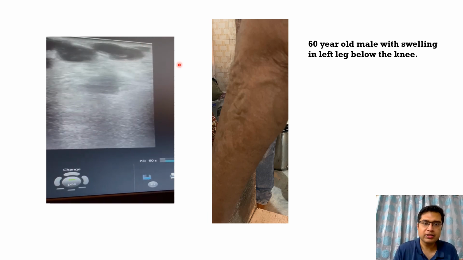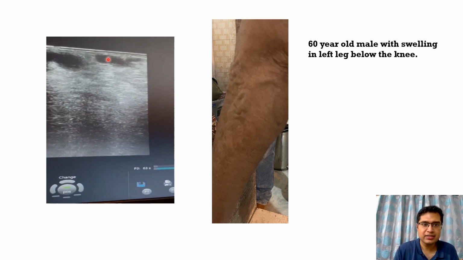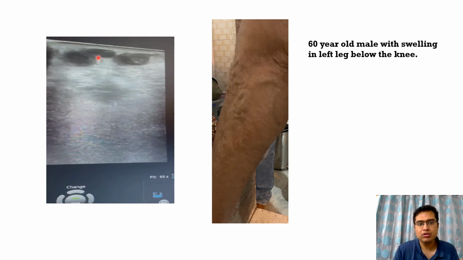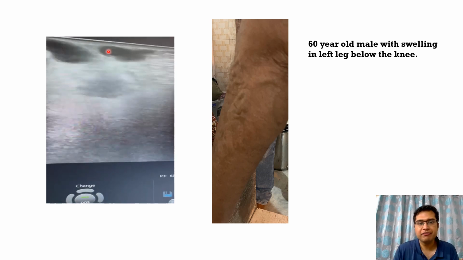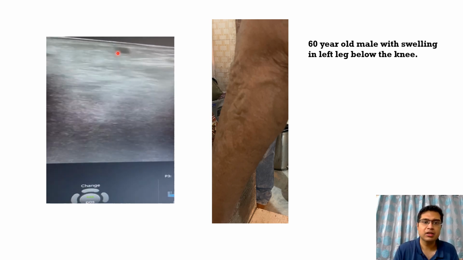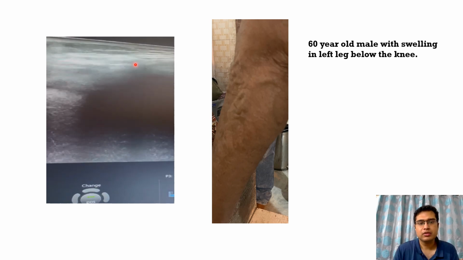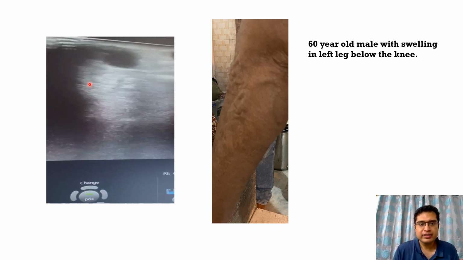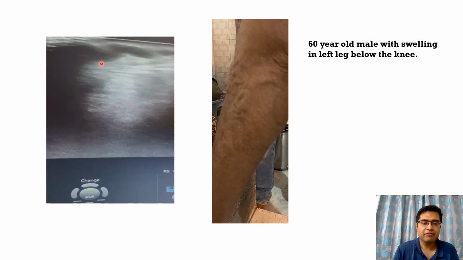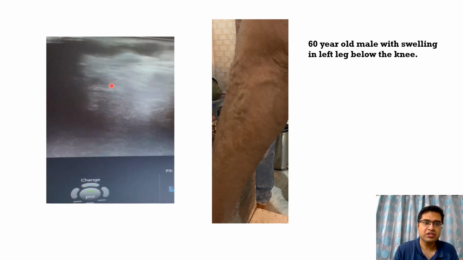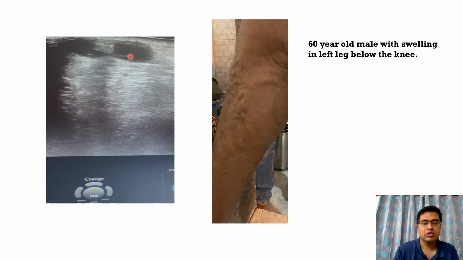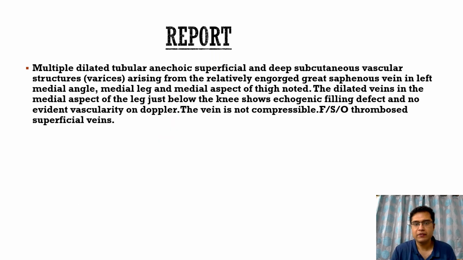And as I go near this particular area just below the knee, we can see that this was not taking color also, and echogenic filling defects were seen. This was not compressible. Extensively dilated echogenic filling defects, non-compressible superficial varicosities, suggestive of thrombosed superficial varicose veins. So the GSV was also incompetent, and there was also perforator incompetence at places.